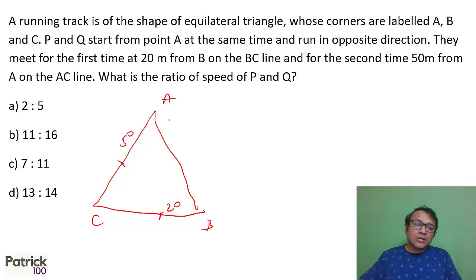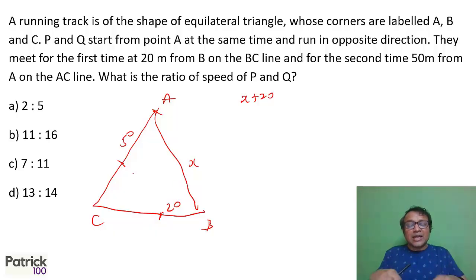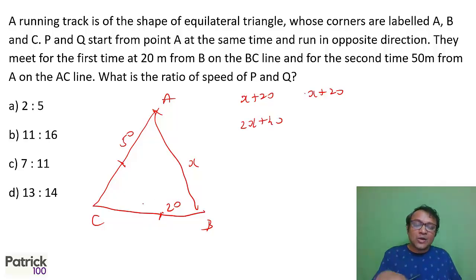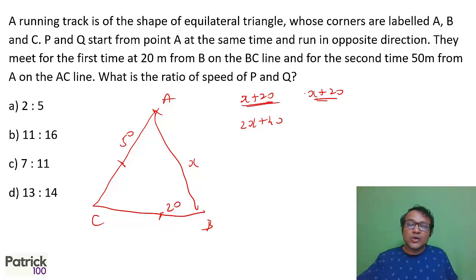Right, so let's look at the distance traveled. If you look at from A, you have traveled the total distance of x plus 20 in the first instance. The second time when they meet again, the person will again travel x plus 20. So total it has traveled 2x plus 40, because you meet again and again at regular intervals. So total traveled x plus 20 plus x plus 20, 2x plus 40.